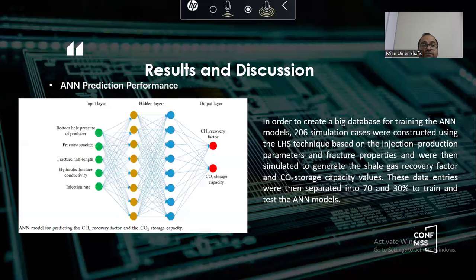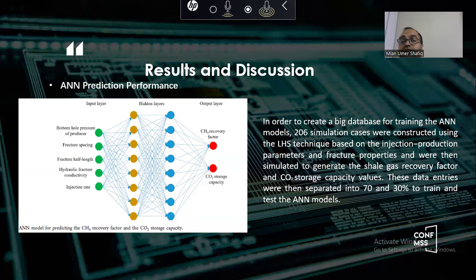If you come towards this picture, this one is interesting. Figure number 8 shows the ANN model. What does this ANN model show? It shows the 5 factors: the injection rate, fracture velocity, and so on, which are then simulated, and there are different hidden layers inside, and then finally you are getting the CH4 recovery factor and CO2 storage capacity. That's our outlet.